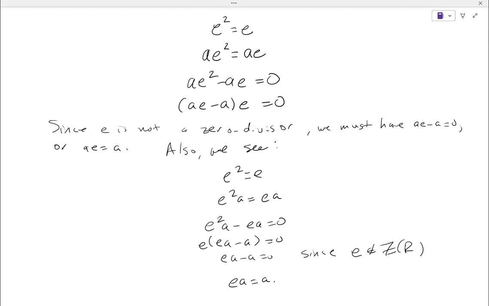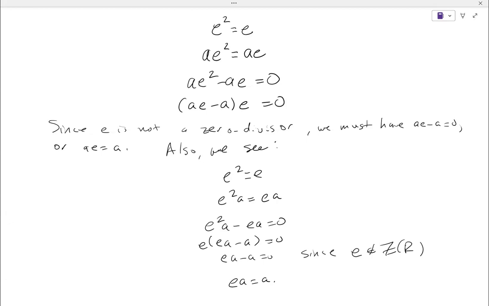Our element A here was arbitrary, right? So no matter what element we pick from our ring, A times E is A, E times A is A. So E is the multiplicative identity. Again, if we have a multiplicative identity, there's only one, so it has to be the multiplicative identity. We okay with that?